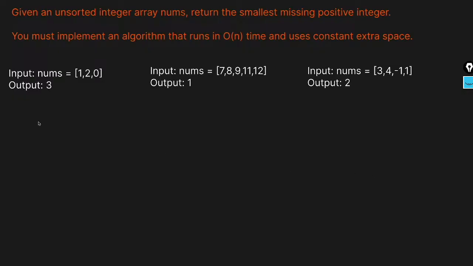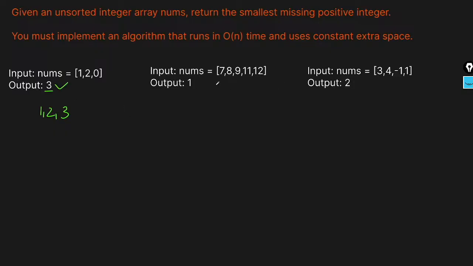So, let's look at an example. We have nums, which is [1, 2, 0], and we can see that the first missing positive is 3, because obviously 0 doesn't count as a positive. We have a 1, we have a 2, the next number in the positives is a 3, which is not present in the array. That's why our answer is 3.